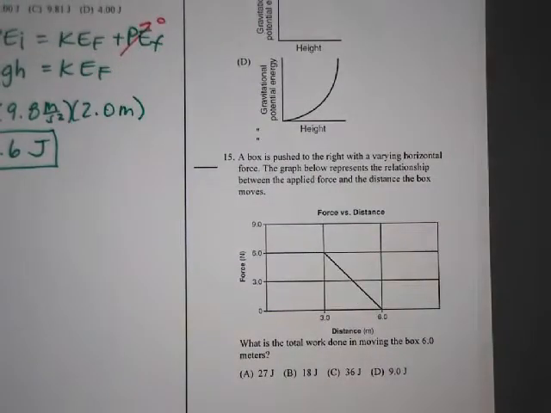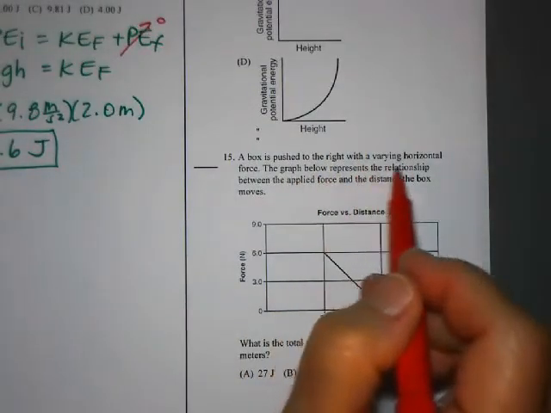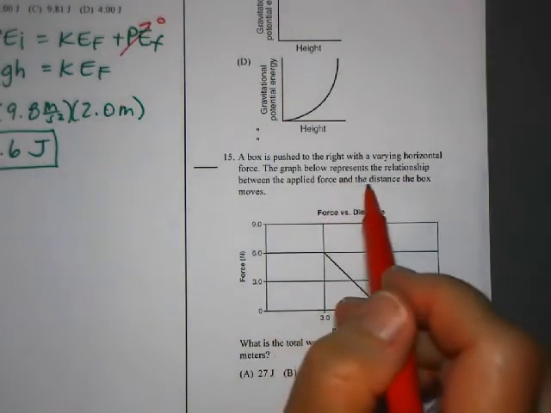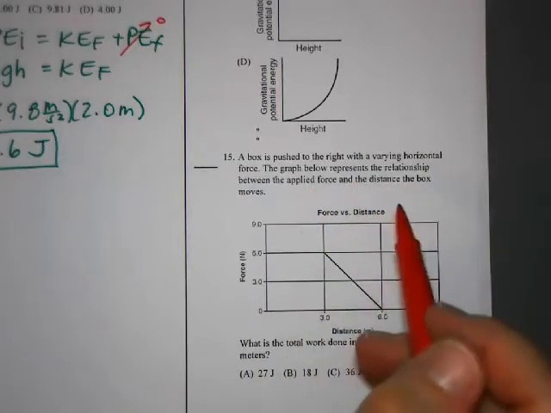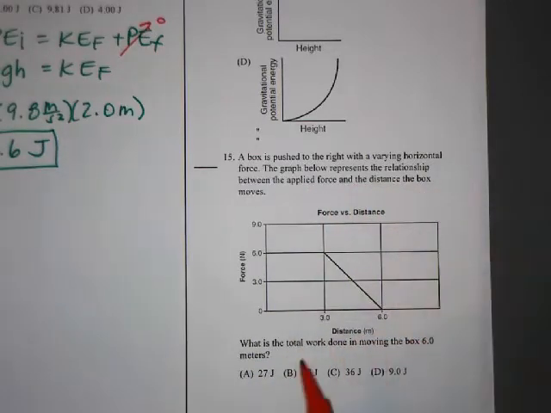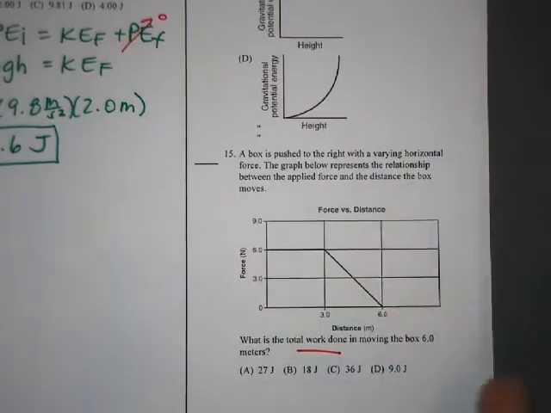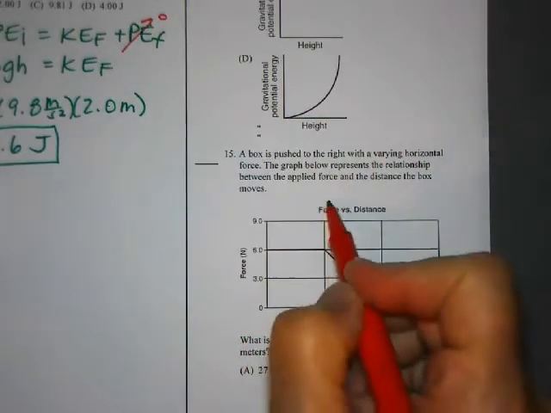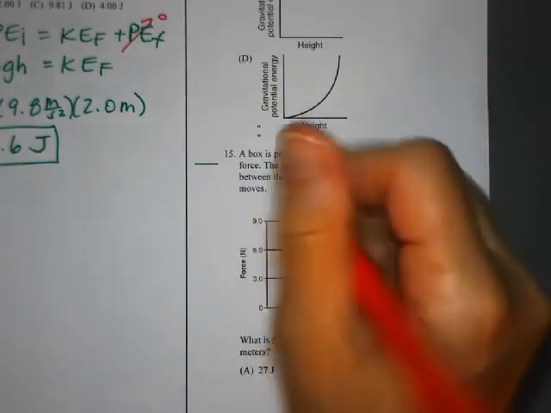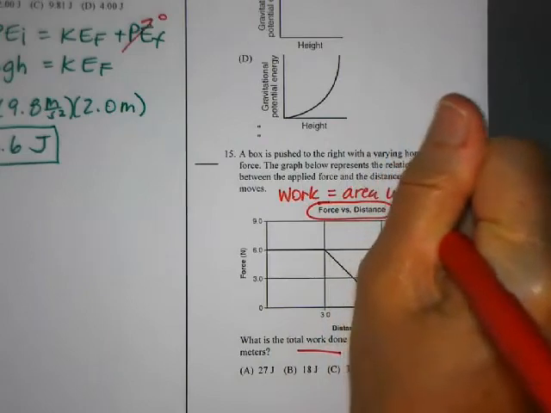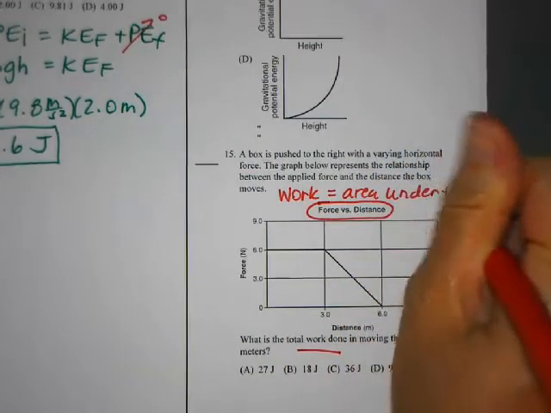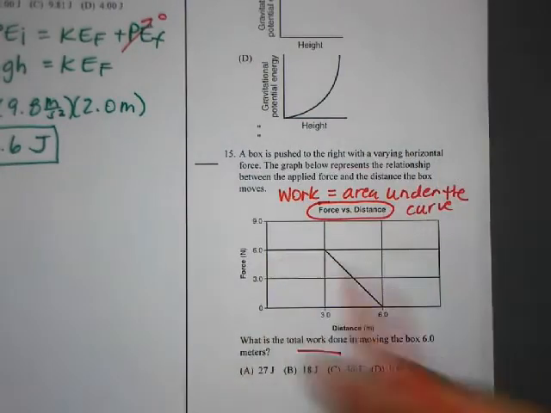All right, last one. Number 15 says a box is pushed to the right with a varying horizontal force. The graph below represents the relationship between the applied force and the distance the box moves. It says, what is the total work done? What we need to know is that on an F versus d graph, work is equal to the area under the curve. Now this curve can be a straight line.